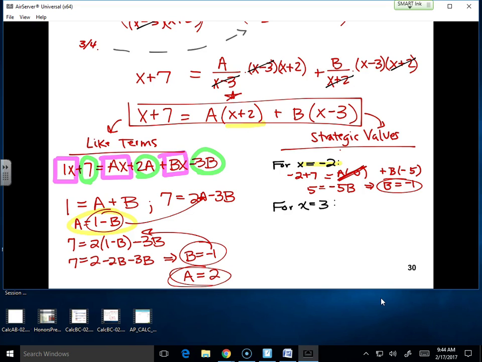Now I have B, that's all well and good. I could technically do it again for x equals positive 3. So 3 plus 7 equals A times 3 plus 2 is 5, plus B times 3 minus 3 is 0. What was nice about that? The B cancels. B's gone. 10 equals 5A, A equals 2. Now once again, two separate ways to solve one common problem, right?